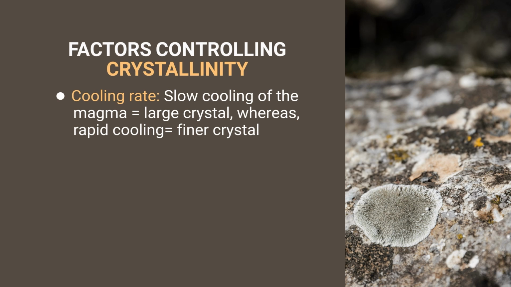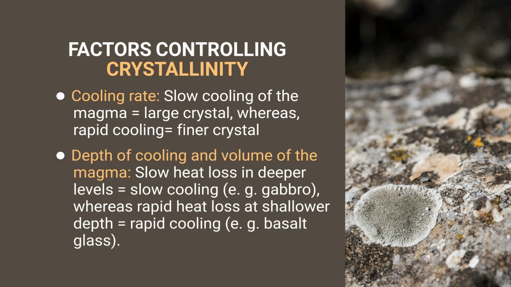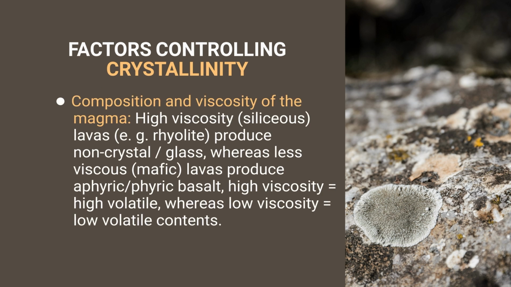The cooling rate: slow cooling of the magma gives large-size crystals, whereas rapid cooling gives rise to finer-grained crystals. Depth of cooling and volume of the magma can also be assessed with the help of this grain size. Slow heat loss at deeper levels shows slow cooling, whereas rapid heat loss at shallower depths shows rapid cooling of basalt and glass. Another factor is the composition and viscosity of the magma. High-viscosity magmas, basically siliceous lavas, for example rhyolite, produce non-crystalline glass, whereas less viscous mafic lavas produce aphyric basalt. High-viscosity lavas are highly volatile, whereas low-viscosity lavas are low in volatiles.